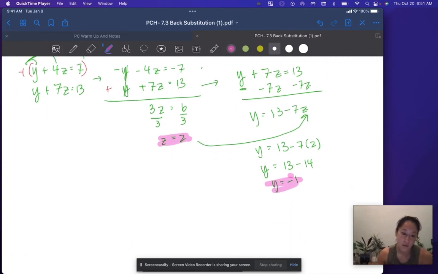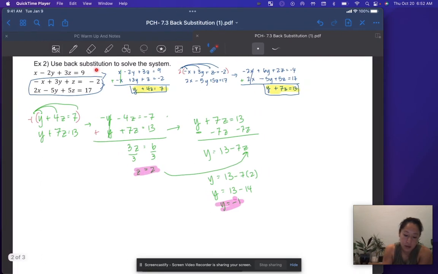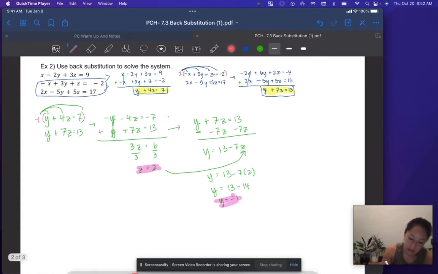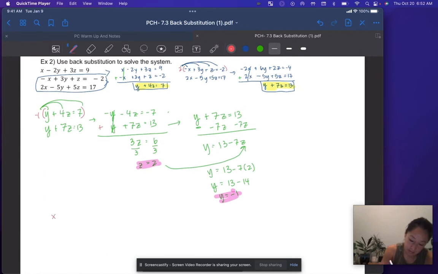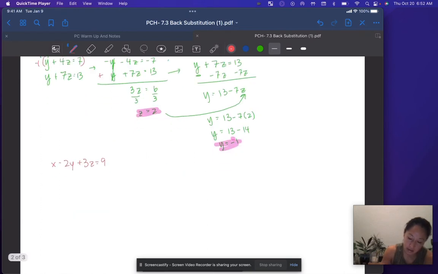And so what we're going to do is choose one of the equations. Since I have z and y, I can go ahead and just go back and choose one of the originals and substitute in z and y to isolate x. So I'm going to go ahead and choose the top equation just because it's easiest to see. So I have x minus 2y plus 3z is equal to 9.